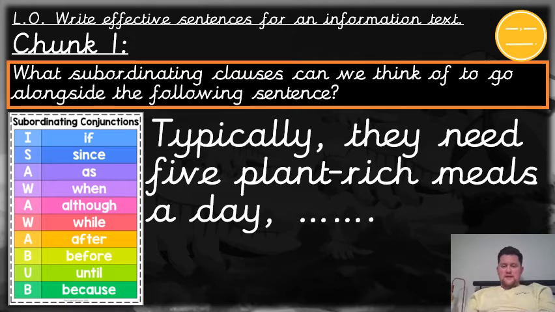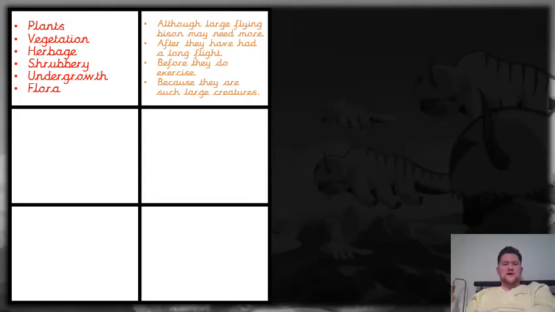Okay, now we've done that, let's have a look at the ideas I've said, although large flying bison may need more, so bigger flying bison might need more than 5 meals. After they have had a long flight, so they would need more food after they've eaten. Before they do exercise, they might need to eat before they do some exercise or a flight. Because they are such large creatures, they might need 5 meals because they're so large. Pause the video, any ideas you haven't already got so far.